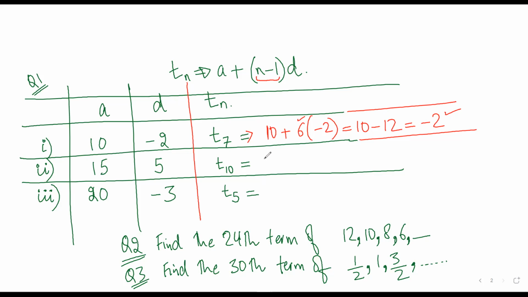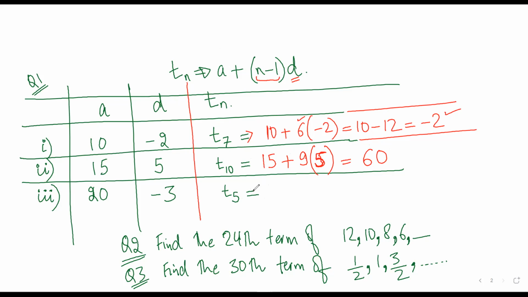Okay. Shivi, second part. Second part is 60. 15 plus n minus 1. That would be 10 minus 1, which is 9, multiplied by d. d is 5. So 9 into 5 is 45, plus 15 would be 60. Satya, any doubt? No, sir.